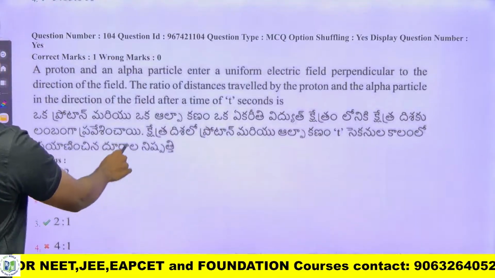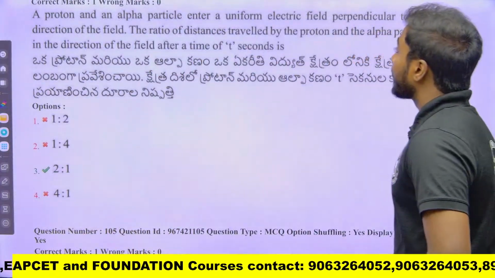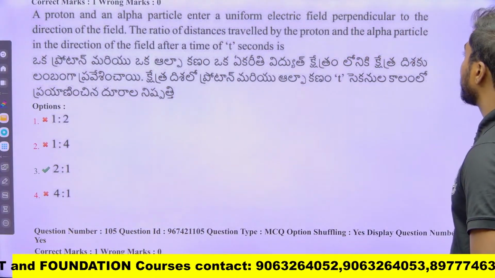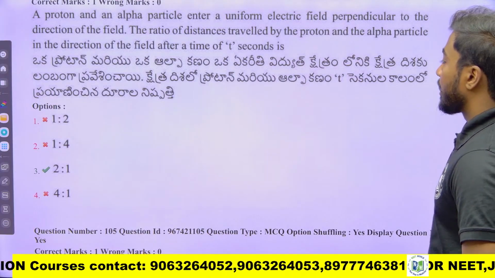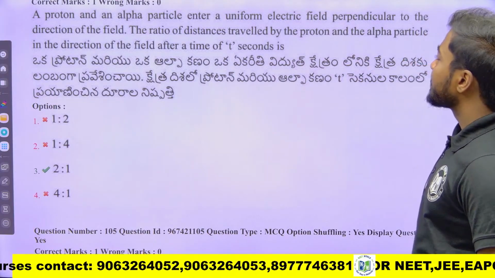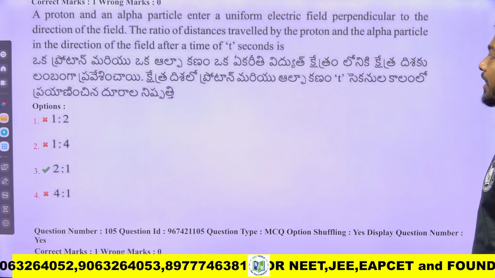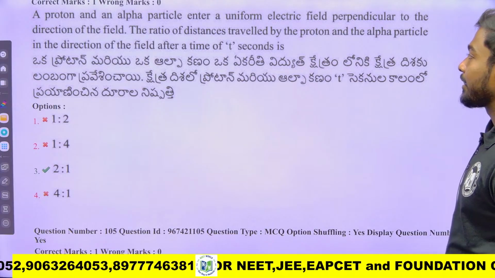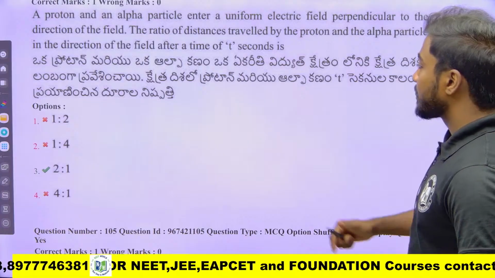103, 104, yes. So a proton and an alpha particle enter a uniform electric field perpendicular to the direction of the field, right? The ratio of the distance travelled by the proton and the alpha particle in the direction of the field after a time of t seconds is asked. I will give a hint for this question, let us try it out.